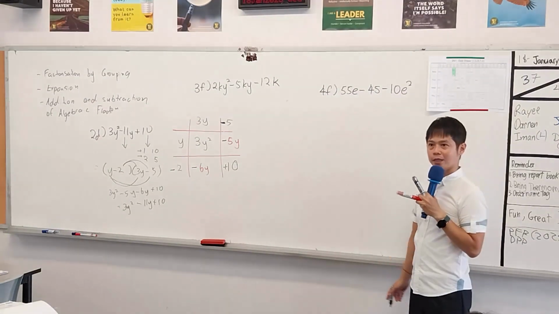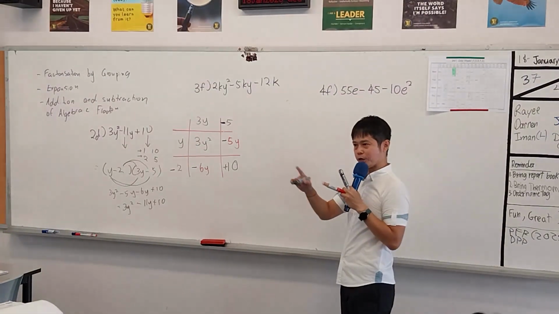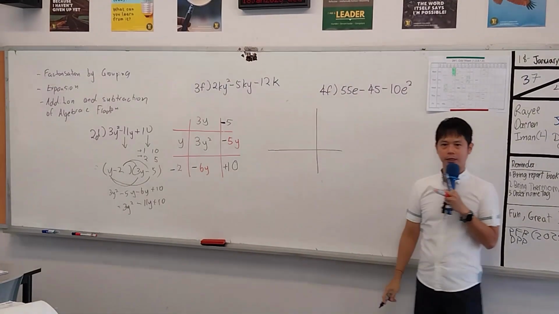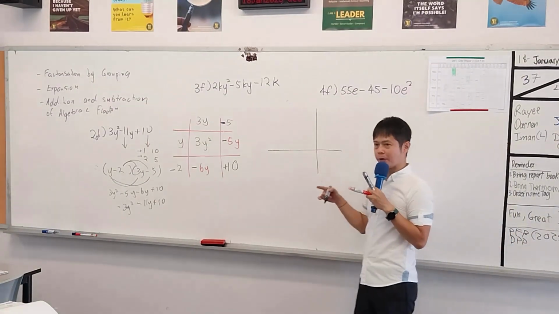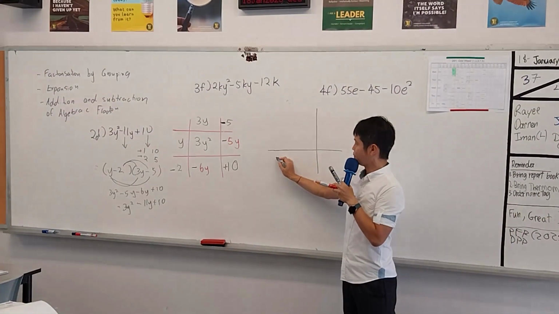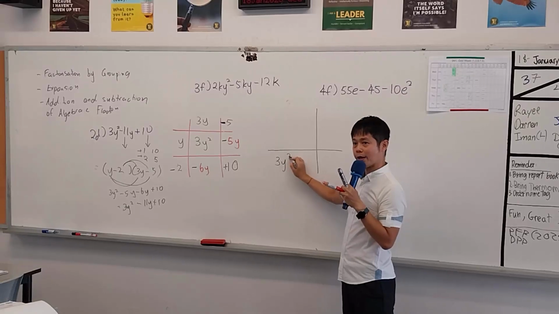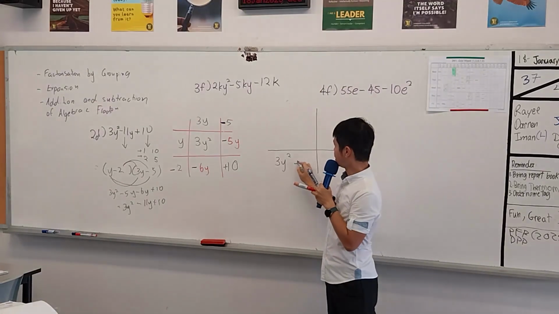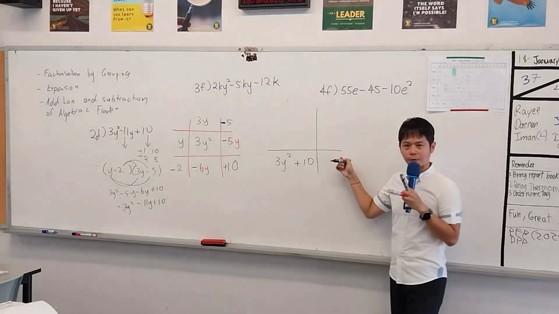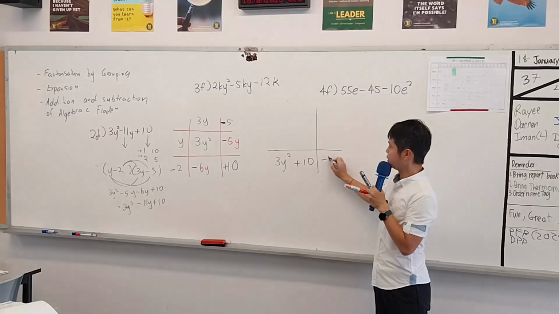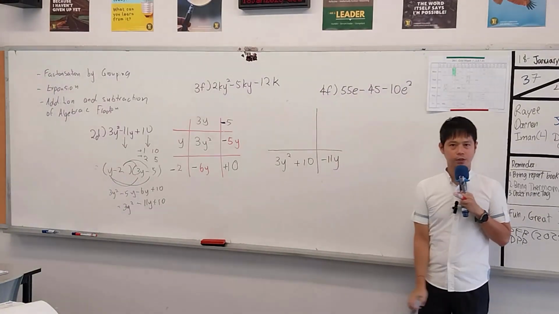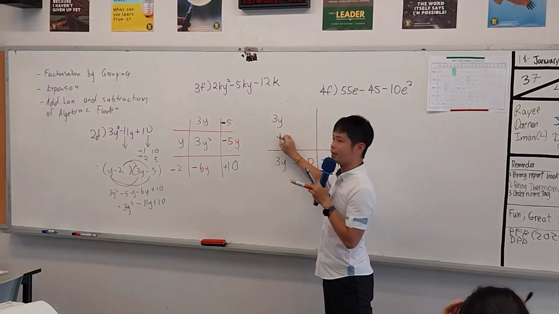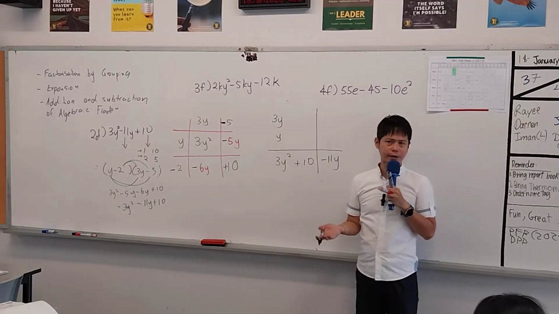Then we will decide which method you all prefer. For the cross method, the setup is slightly different. It is this way. You have to remember a little bit more. Here I will have 3y squared. This must be the constant term, which is plus 10. And this is the one that we want to trial and error. Minus 11y. Because it is a prime number, it's very clear that this must be 3y and y. If it's not prime, then we have to trial and error even more.